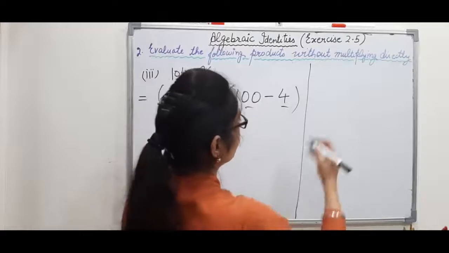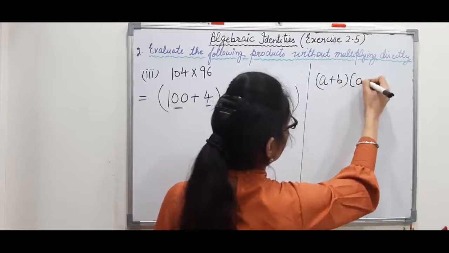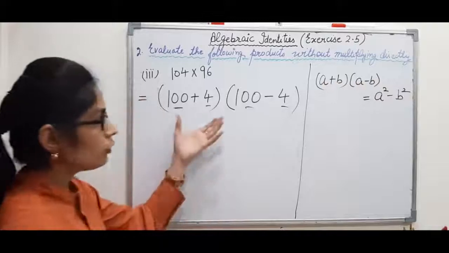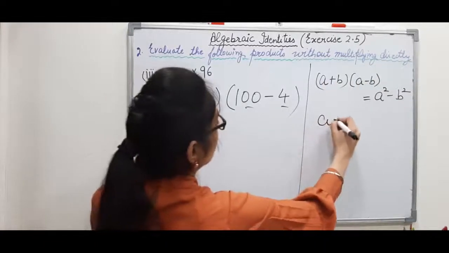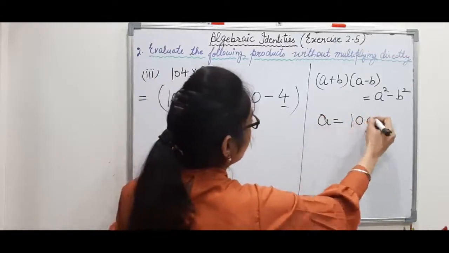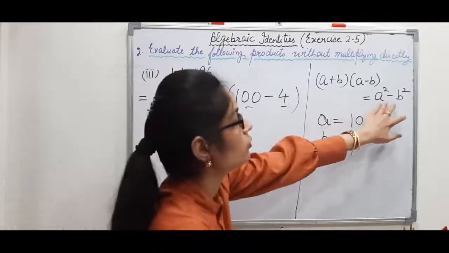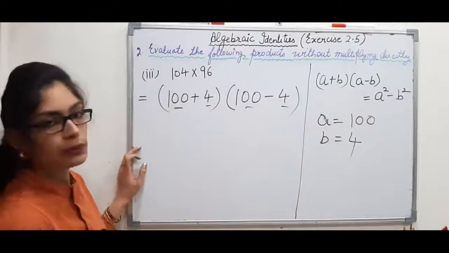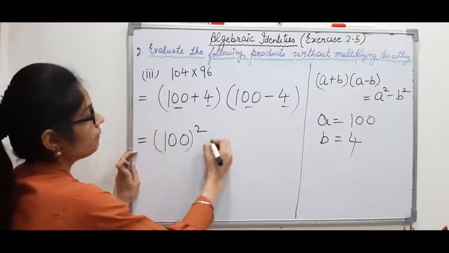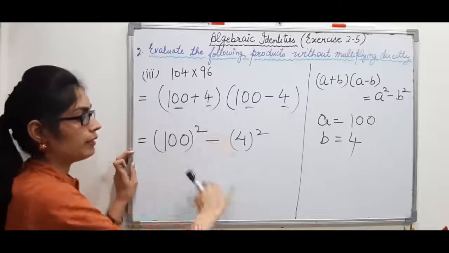So we know one identity, which is a plus b into a minus b, and it is equals to a square minus b square. If you compare, you can see the form is same, a plus b, a minus b, where a is 100 and b is 4. So we can use this form now. We have to substitute the values of a and b. A is 100, so 100 square minus b, b is 4, so minus 4 square.